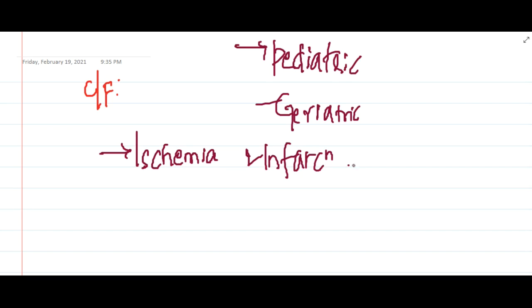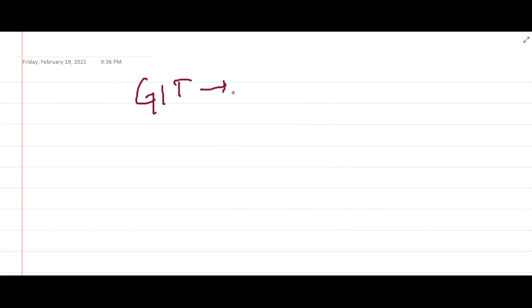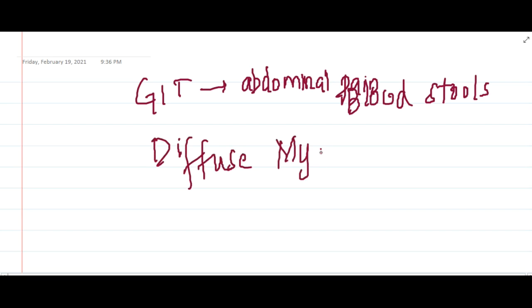The main presentation is that the patient will have hypertension, which is accelerated hypertension due to renal artery involvement. If there is GIT involvement, then the patient will present with abdominal pain and also bloody stools. You will also see diffuse myalgias sometimes, and we will also see peripheral neuritis in these lesions.